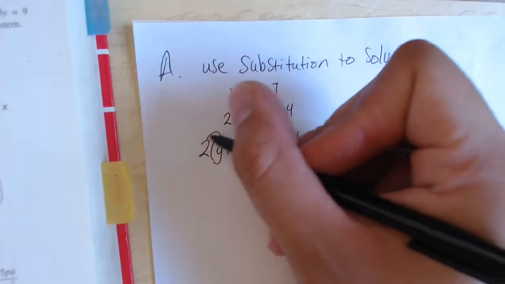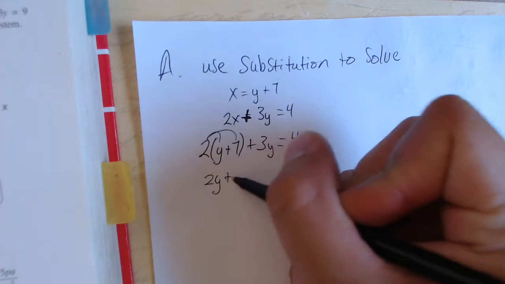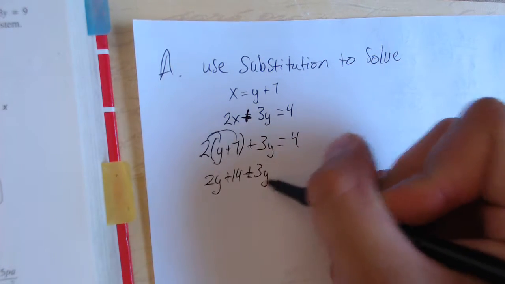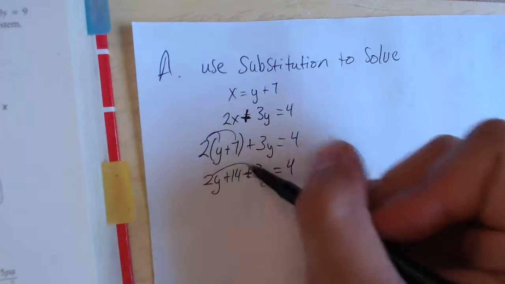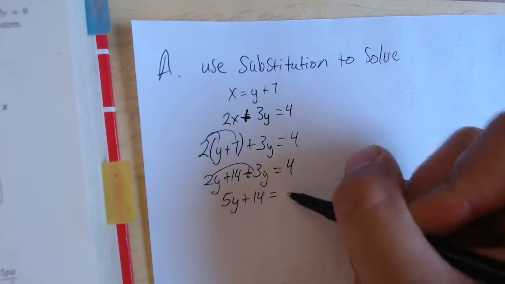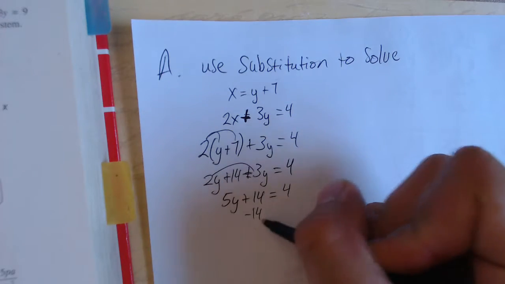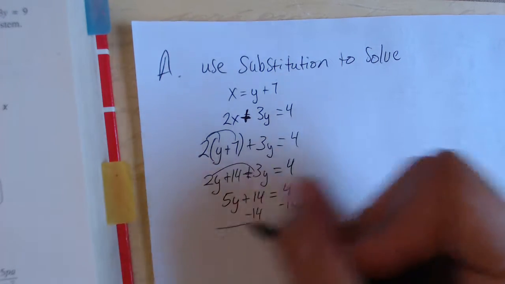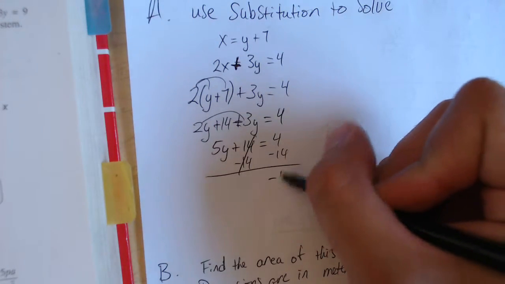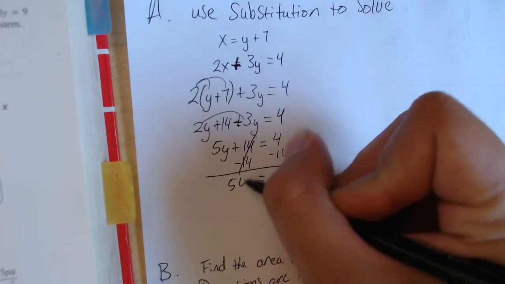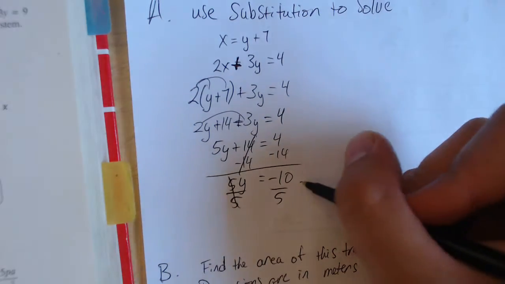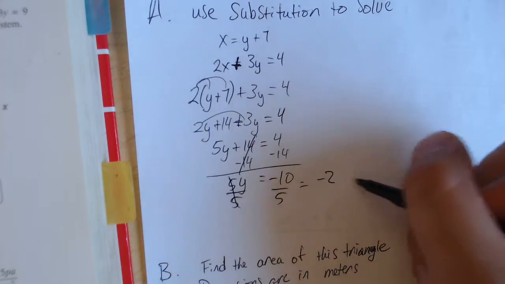We use distributive property here to get 2y plus 14 plus 3y equals 4. We can combine like terms with the y's. So then we have 5y plus 14 equals 4. Subtract 14 from each side. That will give us negative 10 equals 5y, divided by 5. And then we get that y equals negative 2.